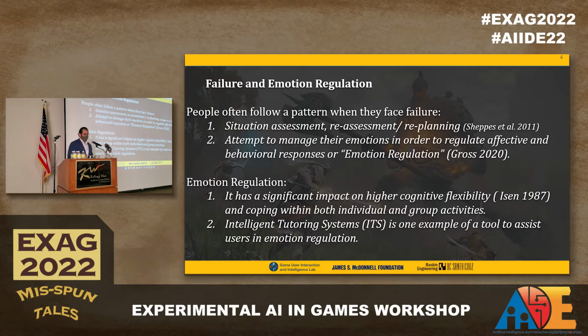Also, there are lots of advantages around emotion regulation. First of all, it has an impact on higher cognitive flexibility, which means that it can improve your performance, specifically for a job or a task like playing a game. It can also help improve your coping and in general mental health. There are different systems out there to help you regulate your emotion, like Intelligent Tutoring Systems, ITS, which is one of the examples that help people to regulate their emotion.